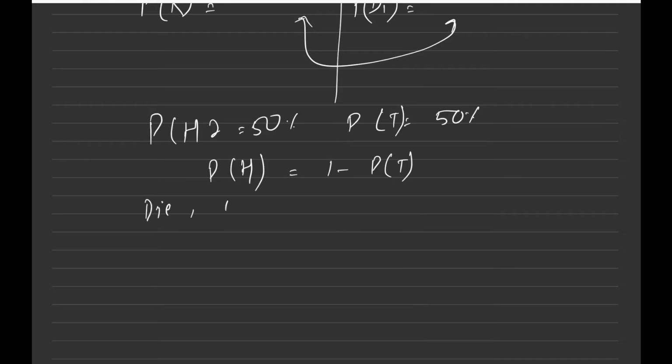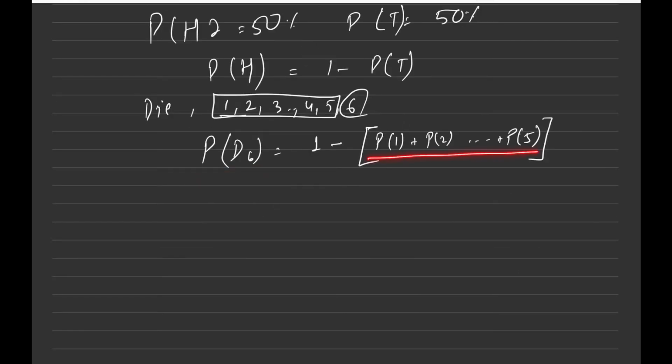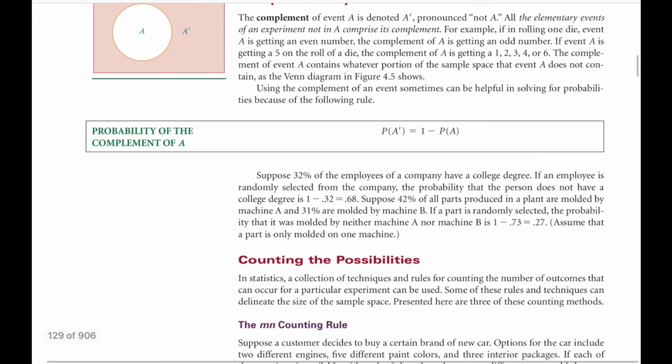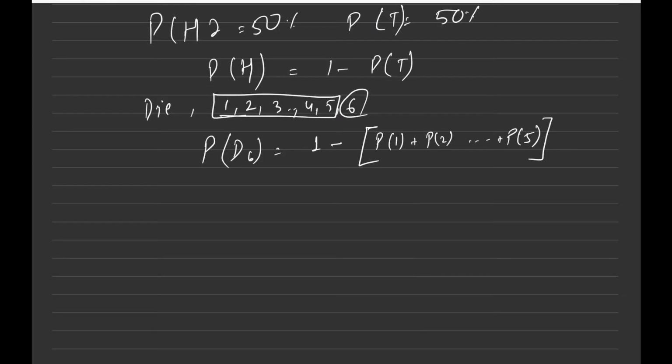Similarly, if you roll a die, you will get 1, 2, 3, 4, 5, 6. So can I say that probability of getting 6 when I roll the die is equal to 1 minus the probability of getting 1 plus probability of getting 2 up to probability of getting 5? Rolling a die and getting 6 is equal to 1 minus probability of getting everything else. Cool. Elementary.